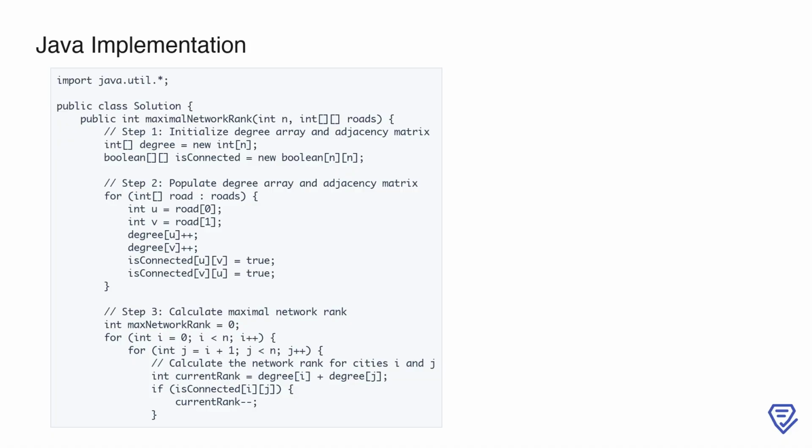First, we create an integer array called degree to keep track of the number of roads connected to each city. Alongside, we use a 2D Boolean array called isConnected to determine whether a direct road exists between any two cities. Next, we move on to populating these data structures. For each road in the input, we extract the two cities it connects, increment their respective degrees, and update the adjacency matrix to reflect that these cities are directly connected. These steps set the foundation for calculating the maximal network rank by giving us both the total connections for each city and the ability to check if two cities are directly linked.